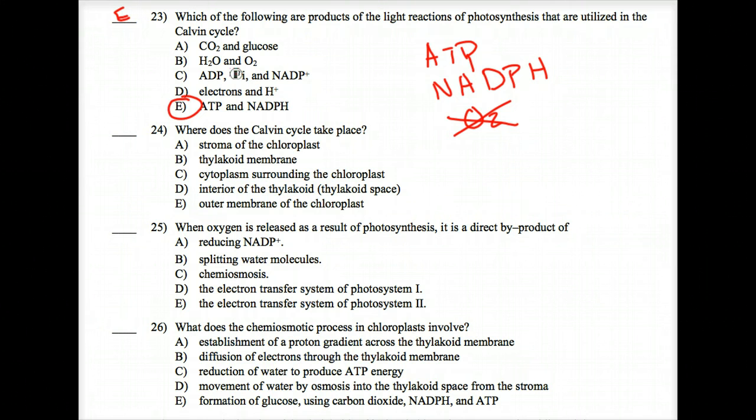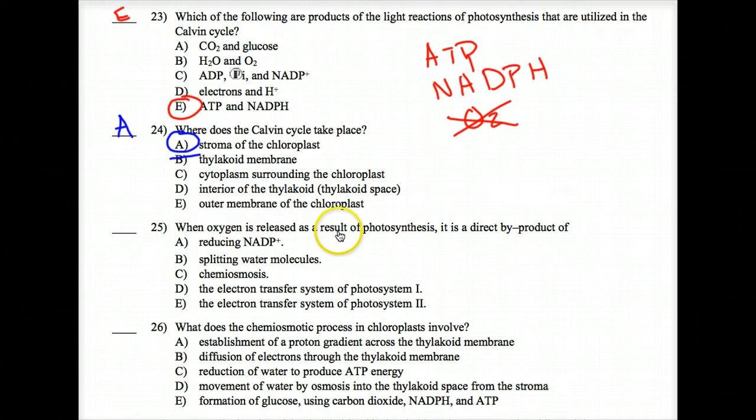24. Where does the Calvin cycle take place? The Calvin cycle takes place in the chloroplast. That is clear. It does not take place on the thylakoid membrane. However, it takes place in the stroma of the chloroplast. We're not going to talk about that one. You guys just need to know the Calvin cycle takes place in the gooey stroma. That's not the thylakoid. It's the ooey gooey stuff between the membrane and the thylakoid stacks.